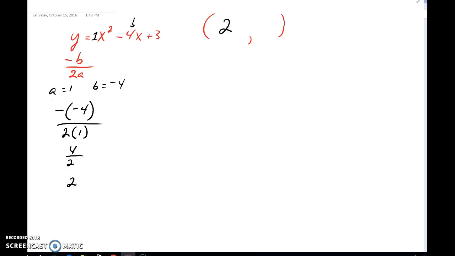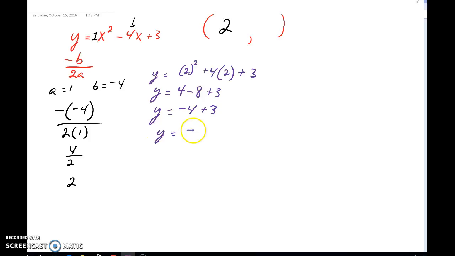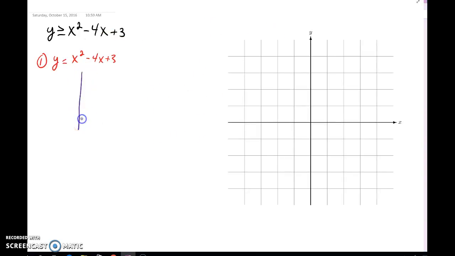And then to find my y value, I just need to plug that back into the original equation. So y is equal to 2 squared minus 4 times 2 plus 3. So y is equal to 4 minus 8 plus 3. Y is equal to negative 4 plus 3, and y is then equal to negative 1. All right, so that means my vertex is 2, negative 1. So I'll go back to our problem. I'm going to just plot these points here. So we have 2, negative 1 as my vertex.